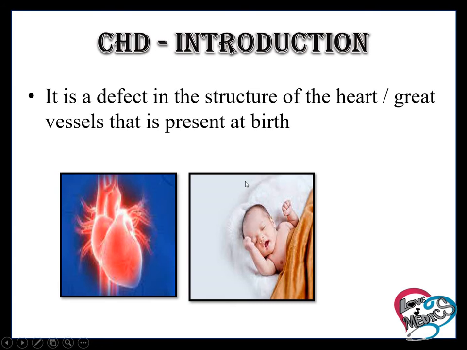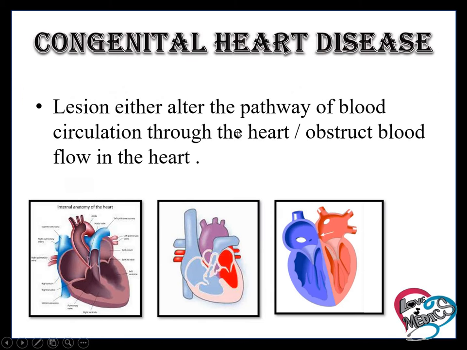Congenital heart disease introduction. Congenital means defect at birth. Heart disease: there is a defect in the heart. That is congenital heart disease. It is the defect in the structure of the heart or great vessels that is present at birth. Congenital heart disease is a lesion that either alters the pathway of the blood circulation through the heart or obstructs the blood flow in the heart.